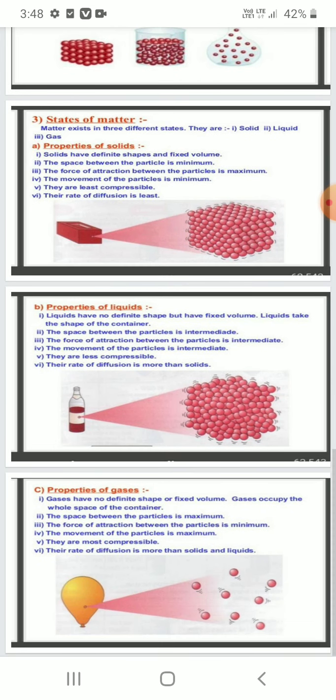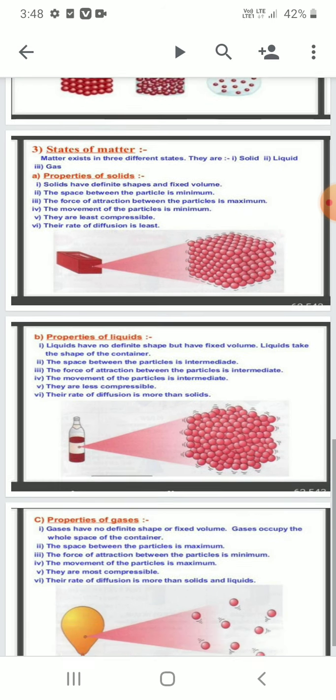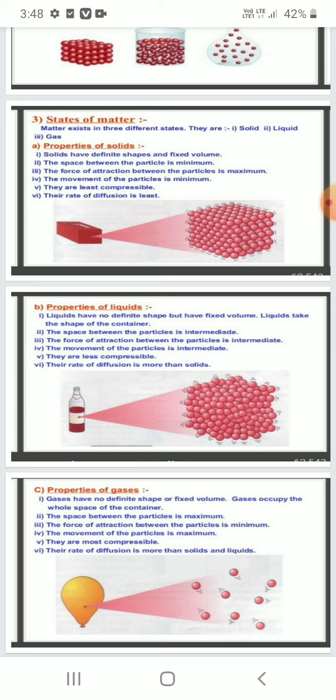So children, next we'll go for the states of matter. Side heading, a very very important concept which we have studied in lower classes also, that is the states of matter. Matter exists in three different states. They are solids, liquids and gases. Later we'll study about another two, Bose-Einstein condensate and plasma. First we'll take the first one, that is properties of solids. We'll study about solids, liquids and gases. First one, solids. What are the properties of solids?